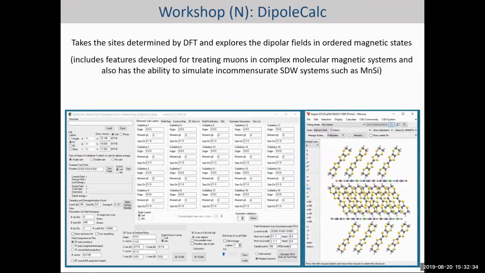And then finally, there's a dipole program which can take these sites you find from DFT and then look at magnetic states and explore the local fields expected for these. It can also do things like spin density wave systems, which I think, well, tomorrow there's going to be a talk on manganese silicides, and I'm going to simulate the behavior there as well. So that's it. Thank you.